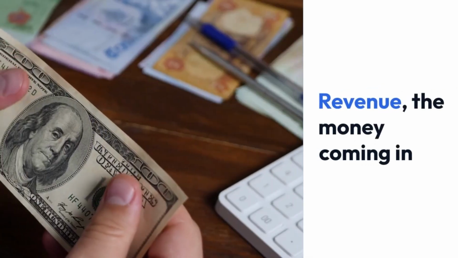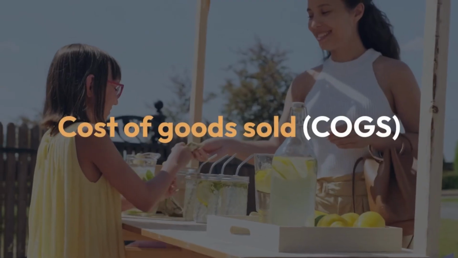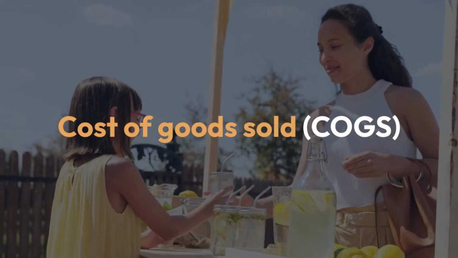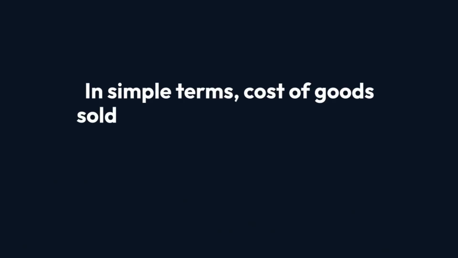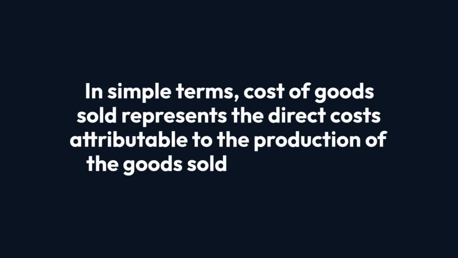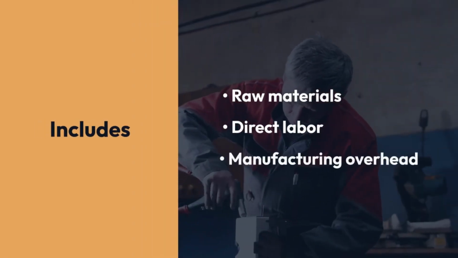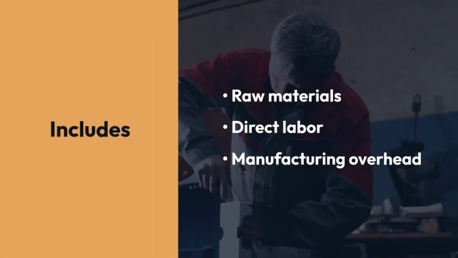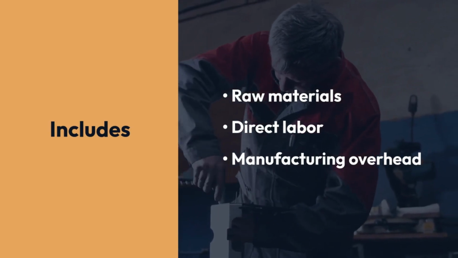We've talked about revenue, the money coming in. Now, let's look at a key expense directly related to that revenue: cost of goods sold. In simple terms, cost of goods sold represents the direct costs attributable to the production of the goods sold by a company. This includes the cost of raw materials, direct labor involved in production, and other direct manufacturing overhead costs.